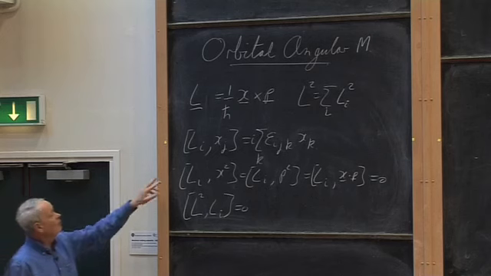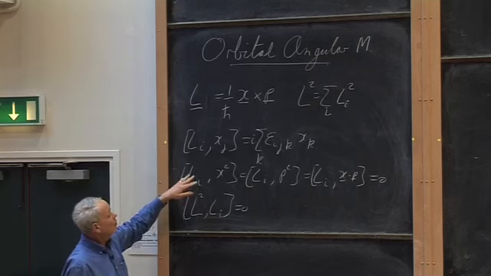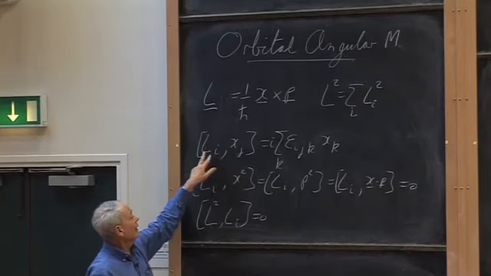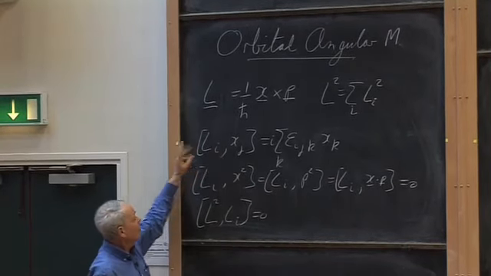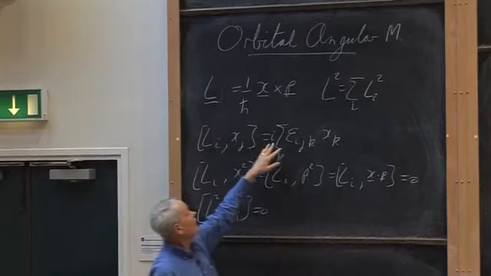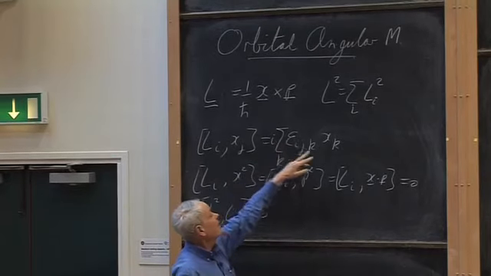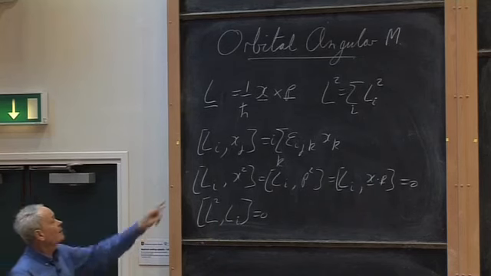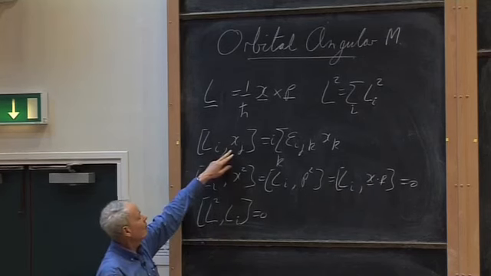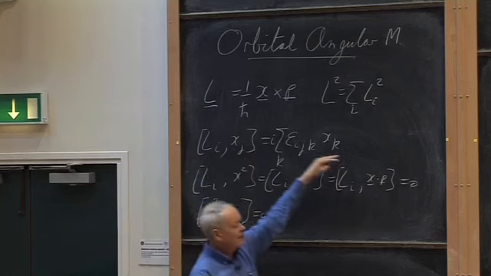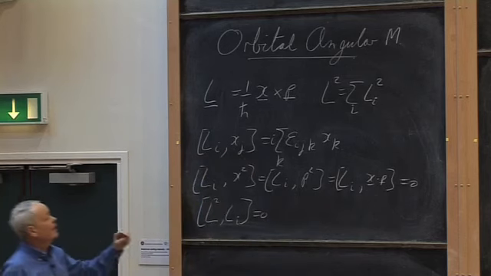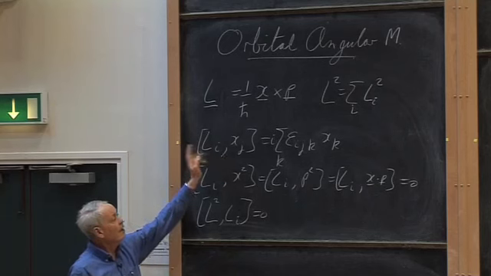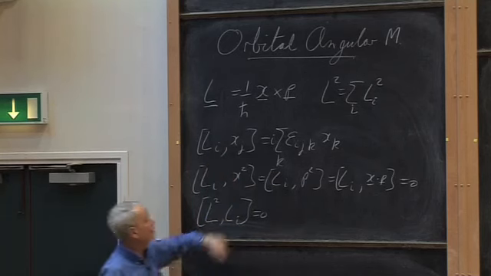And similarly, if you do a commutation of Li with pj, I haven't written this down here, you find i times pk times epsilon. So for example, Lx commuted with py would be i times pz. Basically what we're learning here is that L commuted with a component of a vector operator gives you the third vector operator in that set.